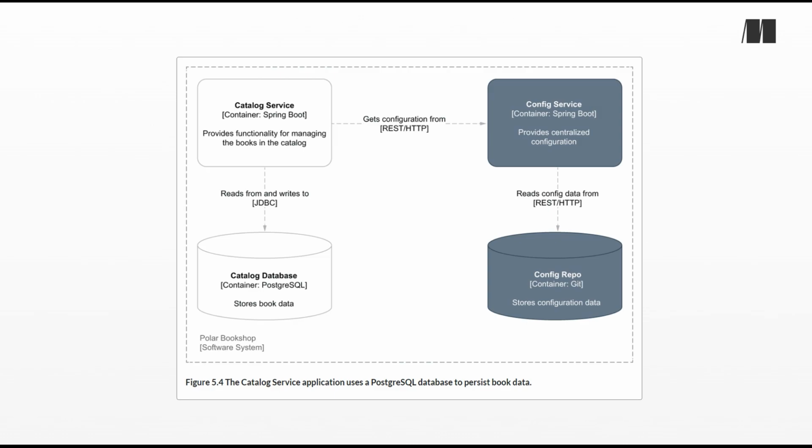This section will show you how to use Spring Data JDBC to add data persistence to a Spring Boot application like Catalog Service. You'll configure a connection pool to interact with a PostgreSQL database through the JDBC driver, define entities to be persisted, use repositories to access data, and work with transactions. Figure 5.4 shows how the Polar Bookshop architecture will look by the end of this chapter. Figure 5.4. The Catalog Service application uses a PostgreSQL database to persist book data.